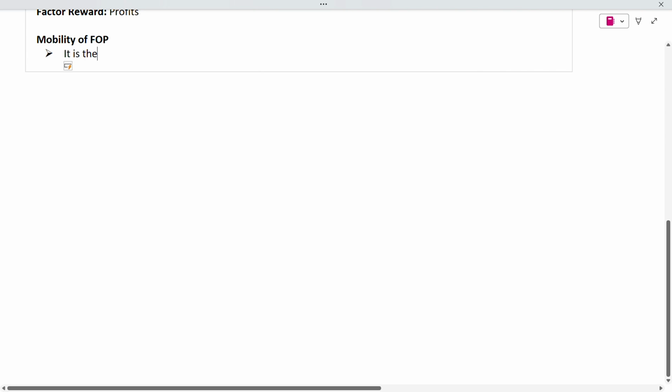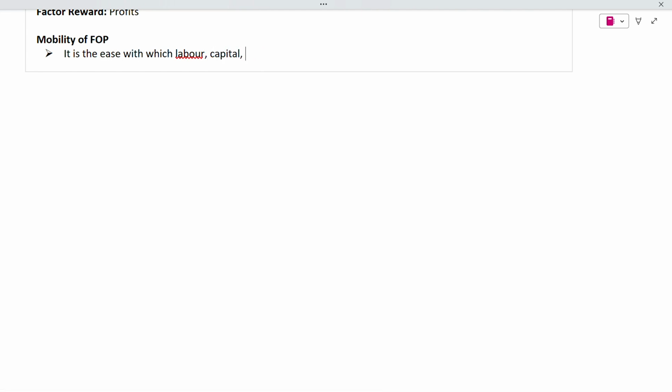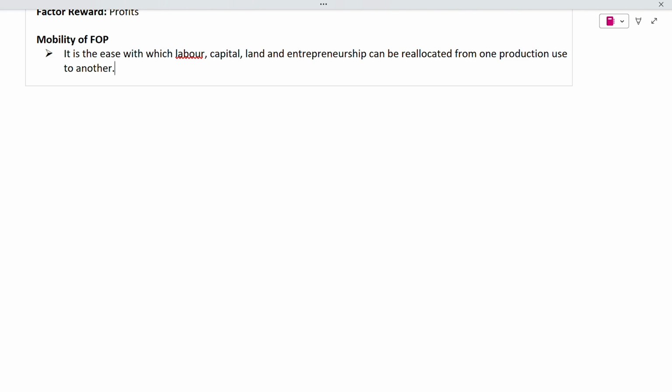Mobility of factors of production, by definition, means the ease with which labor, capital, land, and entrepreneurship can be reallocated from one production use to another, right? So this is what we mean by the mobility of factors of production. It's the ease by which factors of production can be reallocated from one use to another. We have different types of mobility, and we'll be talking about the two major types today.